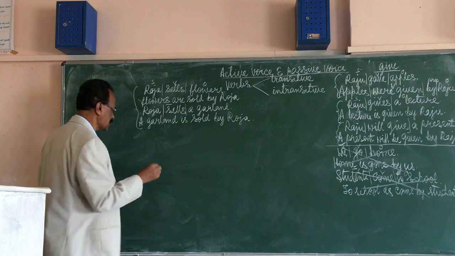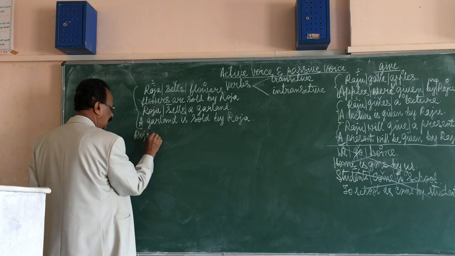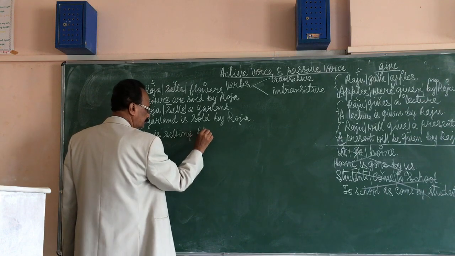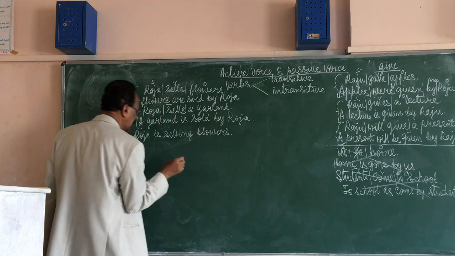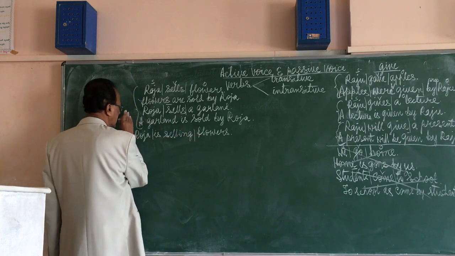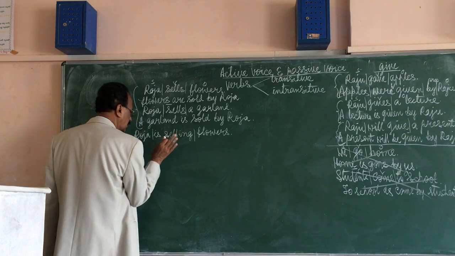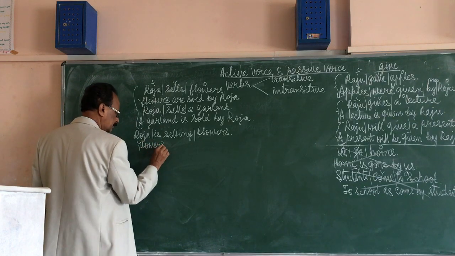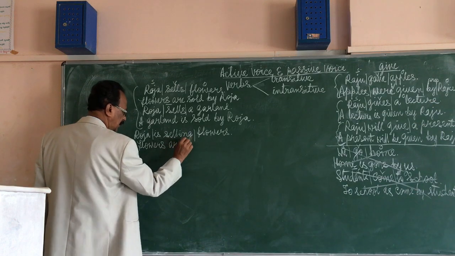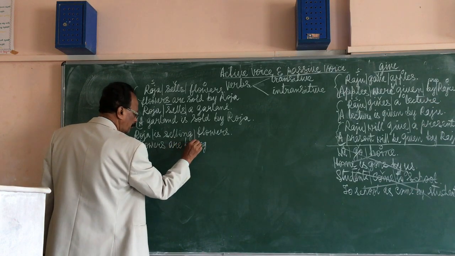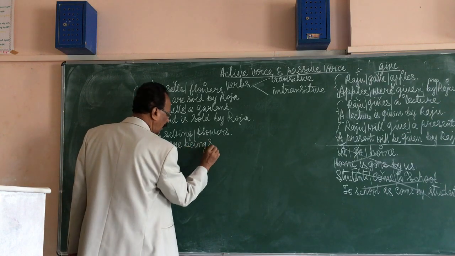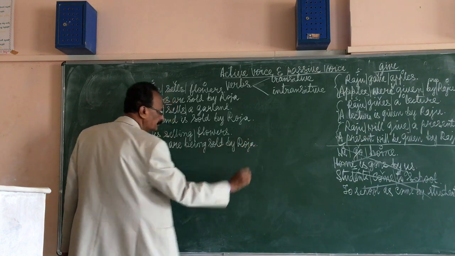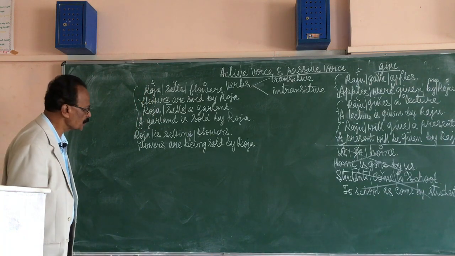Take for example the continuous tense. Roja is selling flowers. Here it is present continuous tense. Flowers, because it is plural, is becomes are. To make this one passive, being is used. Flowers are being sold by Roja.